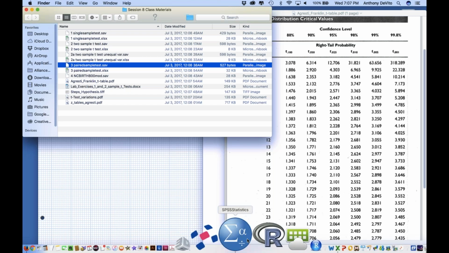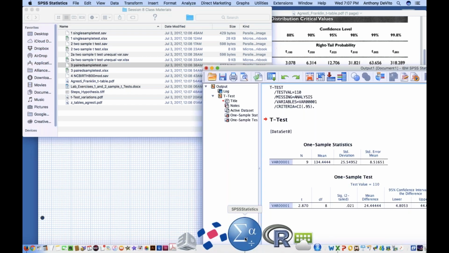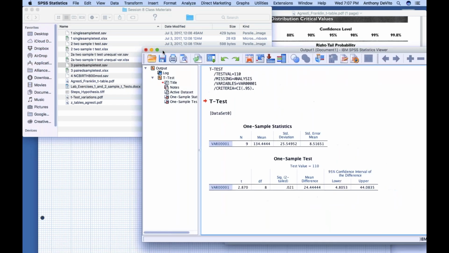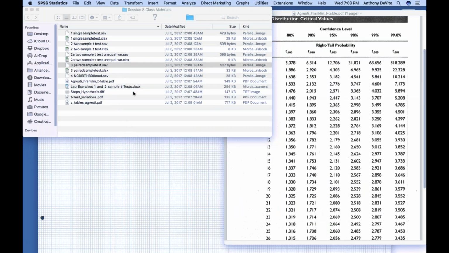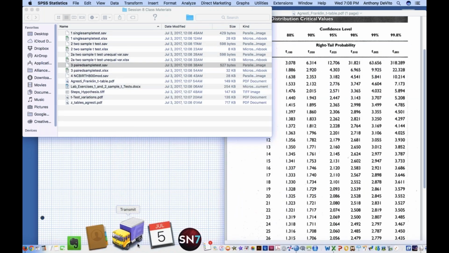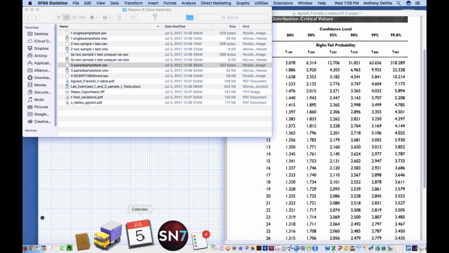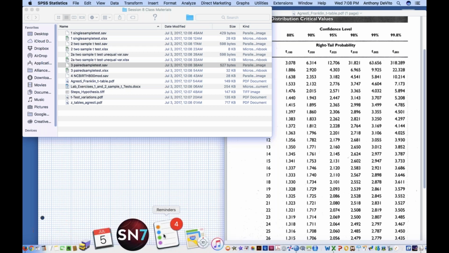Okay, so I'm going to open up SPSS. So this will go a lot more quickly when we use SPSS than when we use, obviously, Excel or some other calculator, when we try and calculate it manually.